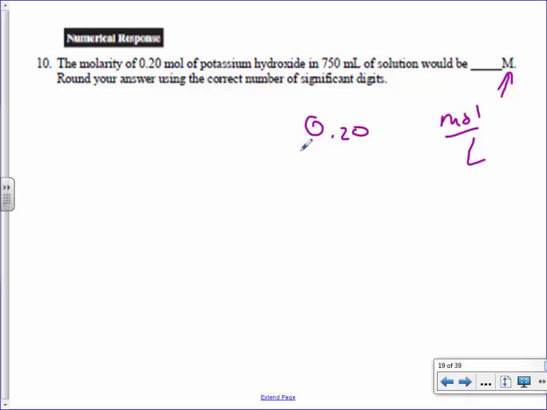We have moles. We have 0.2 moles. We just need liters. We don't have liters. We have milliliters, though. How do you convert liters to milliliters and back and forth? Yeah, you either multiply or divide by 1,000. You just got to make sure you don't do the wrong one. In this case here, you're going to divide by 1,000. So this is what your math should have looked like. This many moles divided by this many liters. Basically, take the two numbers and divide them.